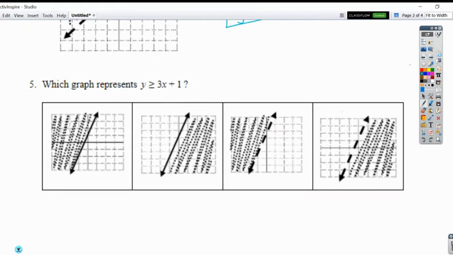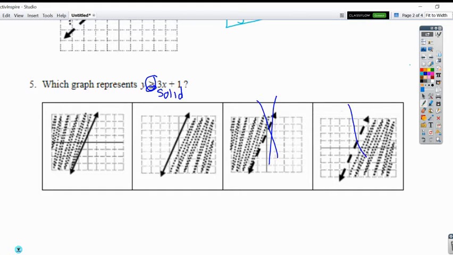Now that next item, number 5, wants you to select the graph that represents our y is greater than or equal to 3x plus 1. So in looking at this, I'm going to start by considering that inequality symbol. I see that it has the or equal to underline with it, so I know that means that I need to have a solid line on my graph.